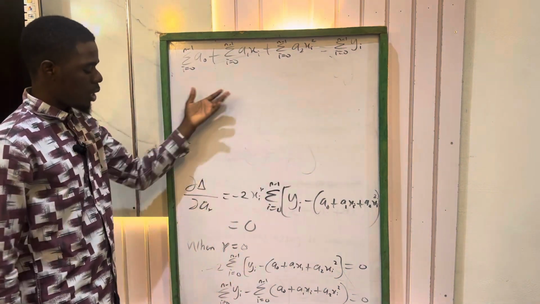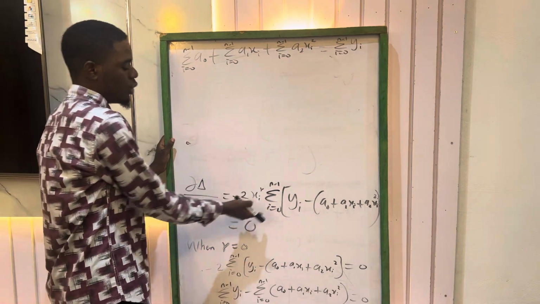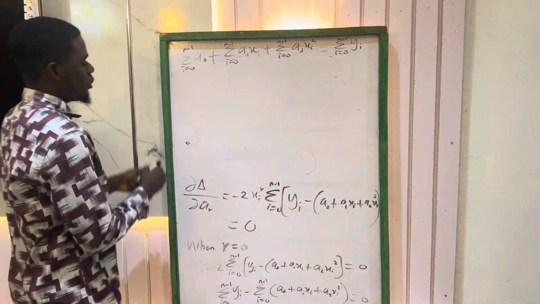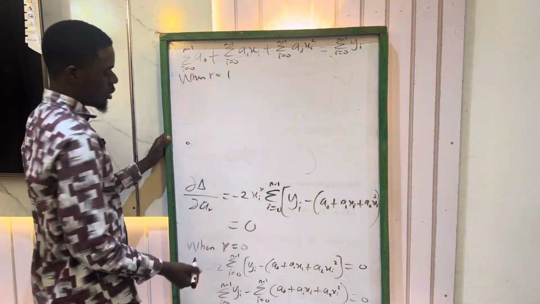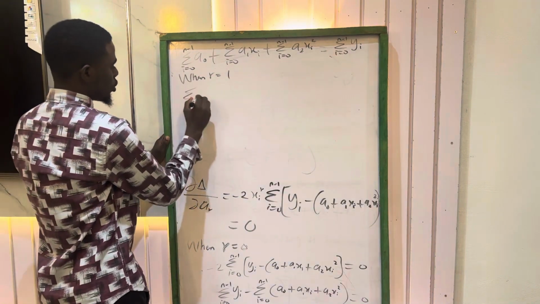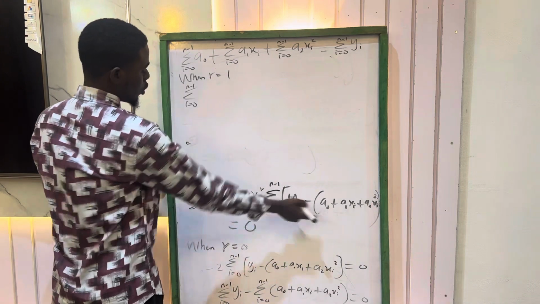So that we don't have to go through the entire step again, we already know that when r is 1, simply xi multiplies each of these terms. So when r is equal to 1, what we have instead is the summation from i equals 0 to n minus 1, where xi multiplies this because we open the bracket here.